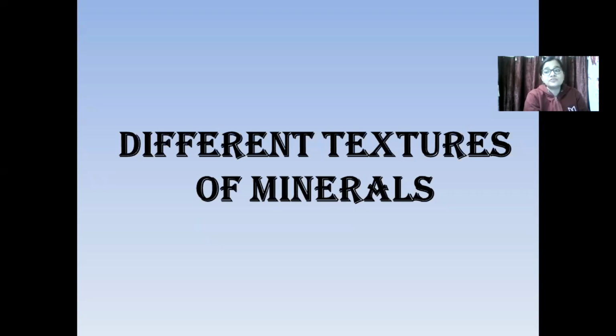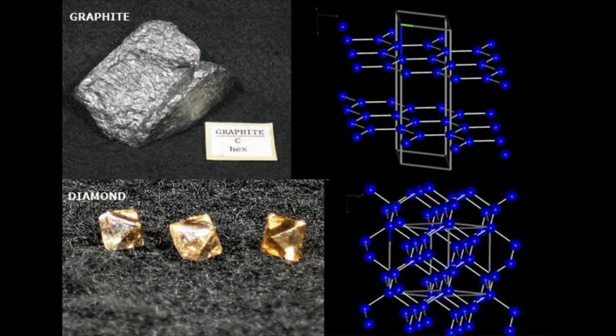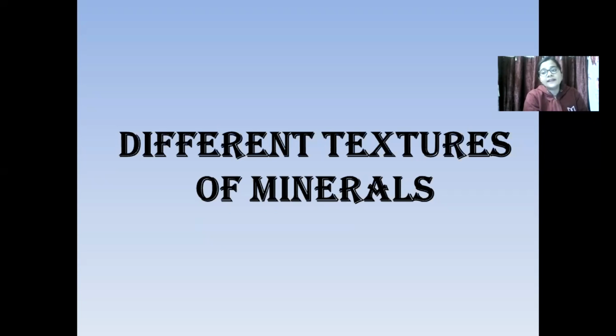The minerals will try to arrange themselves in a certain pattern, and that pattern will lead to what is called texture. So texture is nothing but the arrangement of the crystals within the minerals which are found within the rocks. And it is on the basis of different textures that we can identify different types of rocks. So always remember, texture is found in the crystals which are found in the minerals of the rocks.